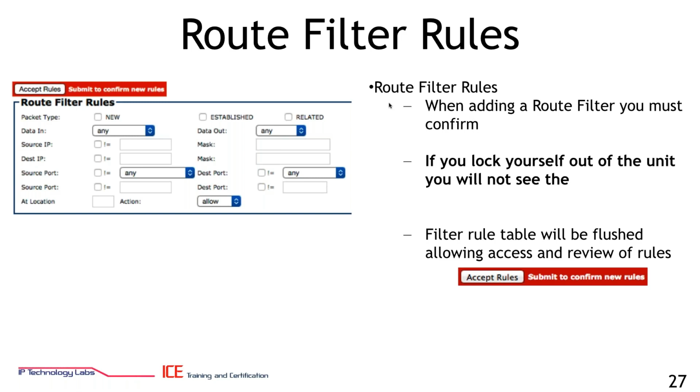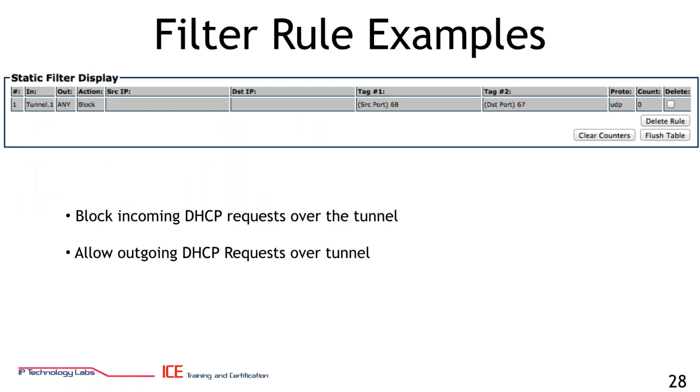So anytime you add a rule on the route filter, there's a little block that comes up and says submit to confirm new rules. So you're accepting the rule. If you locked yourself out of the device, you would not see this pop up. And then after a 30-second timeout, it flushes the rule table. That's basically just a precaution to make sure that you don't lock yourself out of a remote device that has nobody working there.